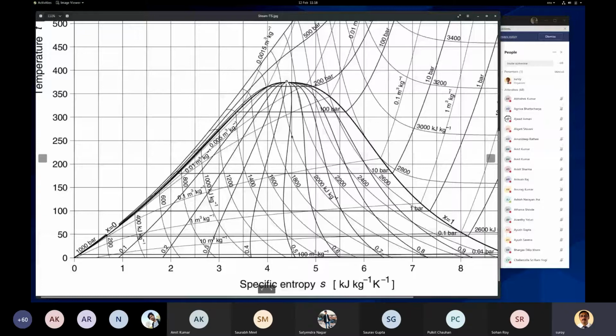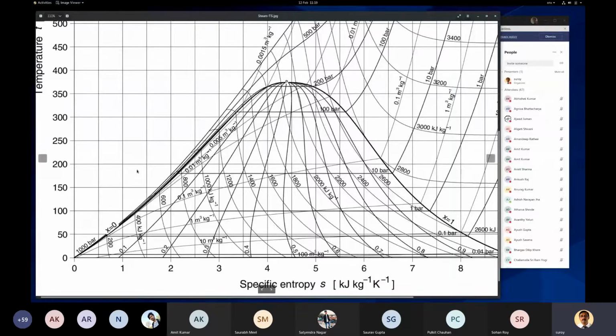It is listed based on temperature, at different temperature levels. It is also listed based on pressure, temperature and pressure separately. And then you have a separate chart for the superheated region, and for the compressed liquid also you have a separate chart. But many times this compressed liquid chart is not available.